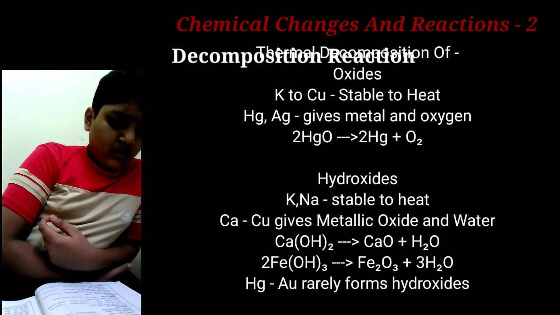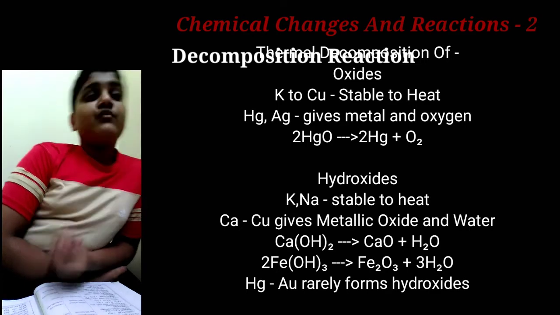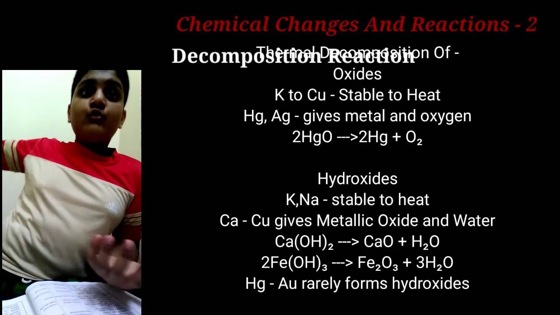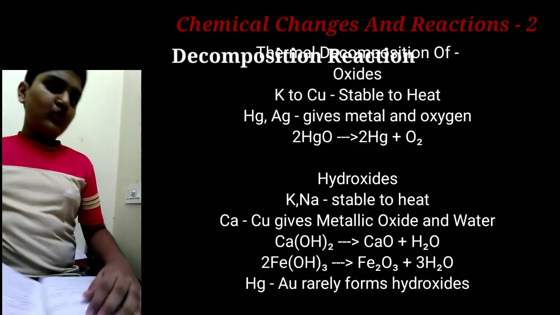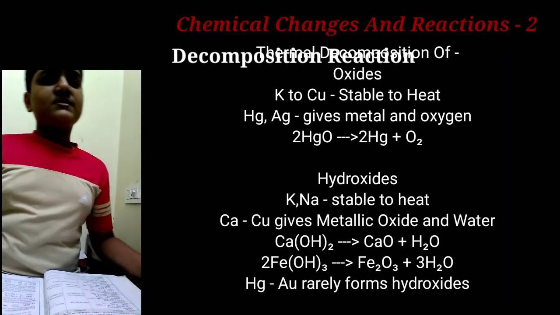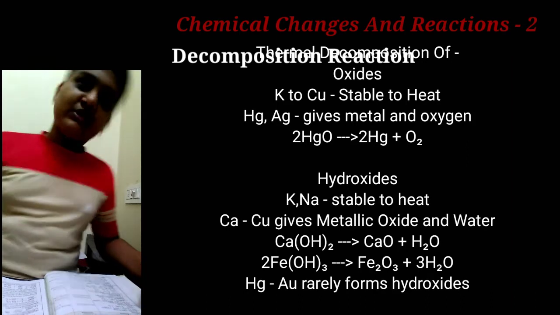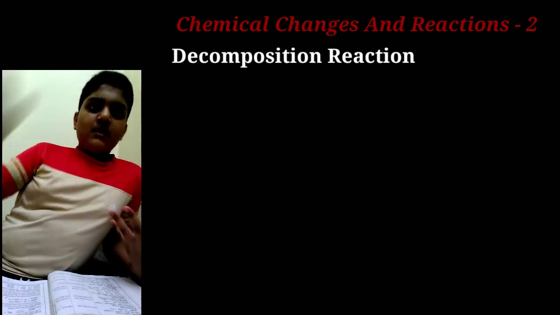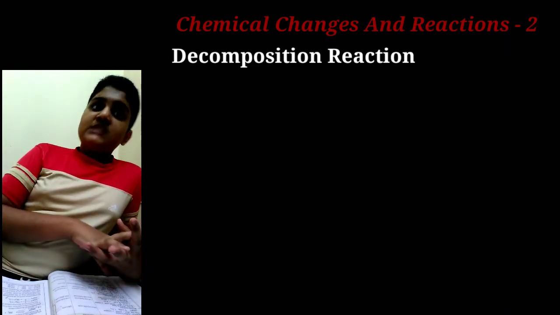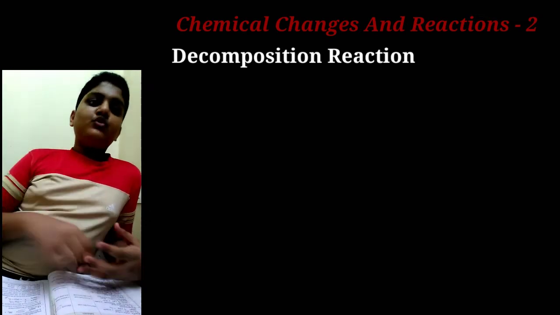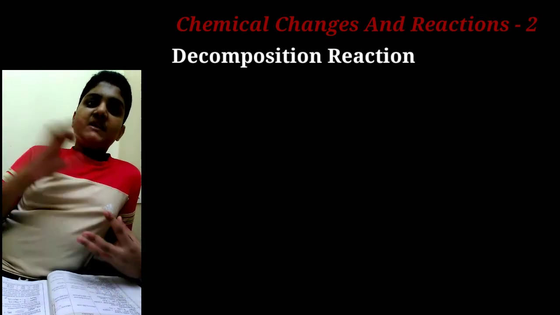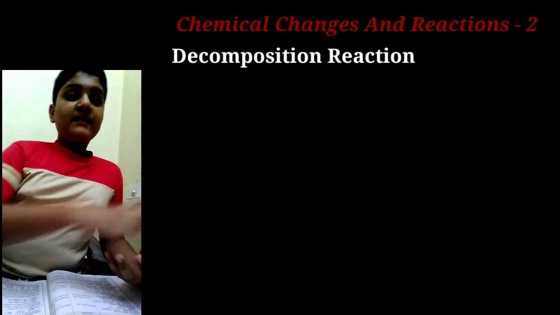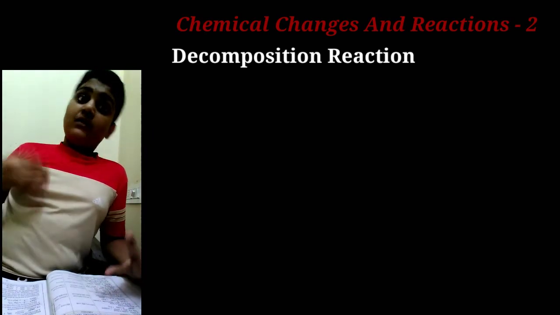From mercury to gold, they rarely form hydroxides. Depending on the conditions, if you are trying it in a lab, you have to depend upon the conditions. You cannot say no, you cannot say yes, but you can say rarely. So what about hydroxides? Potassium and sodium are stable to heat. From calcium to copper, if you take a metallic hydroxide, you will get metallic oxide plus water. For example, calcium hydroxide on heating gives calcium oxide plus water. And from mercury to gold, they rarely form hydroxides.